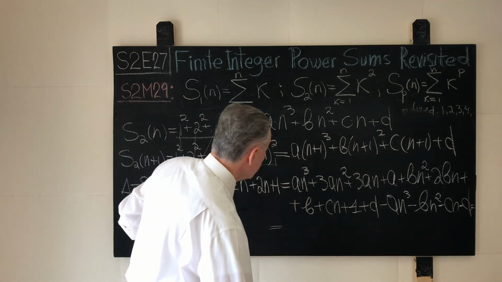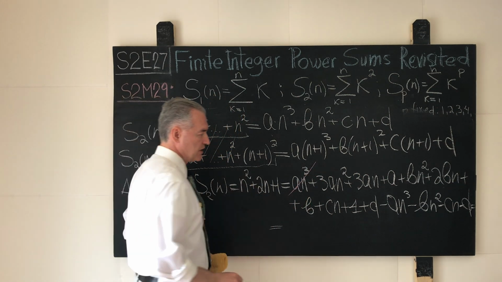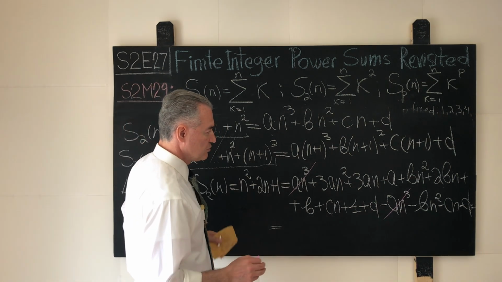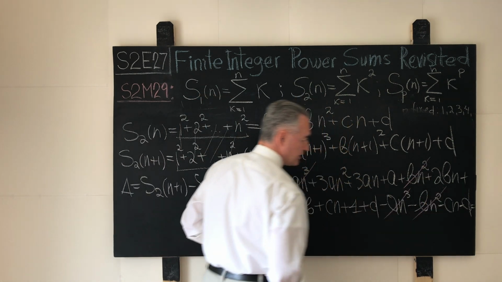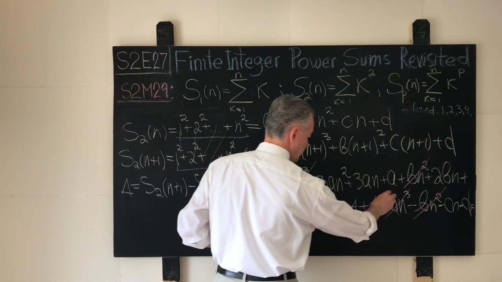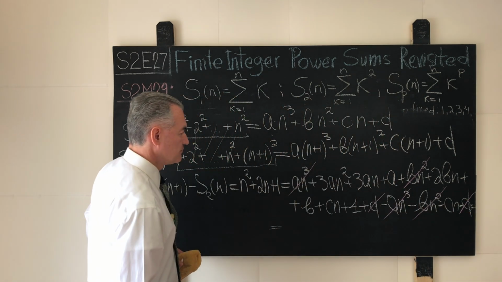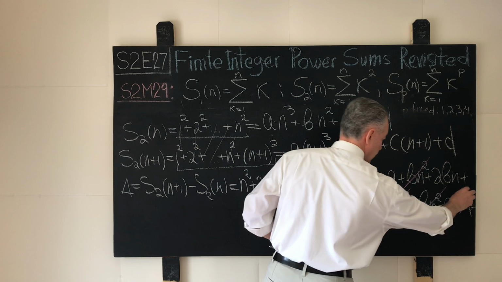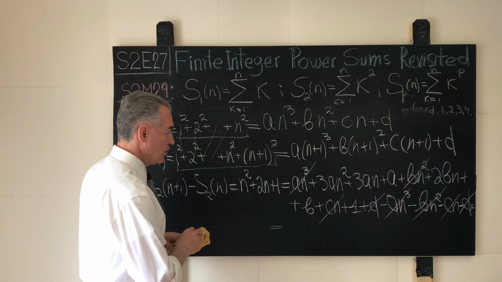Where is my red chalk? So here, what do we have? We have, look at this, a n to the third with the plus sign, a n to the third with the minus sign. What else do we have? What are the good candidates for cancellation? Well, b n squared minus b n squared. What else do we have? We also have d and d over here. Anything else? Yes, plus c n minus c n. Anything else? It doesn't look like it. So what do we have?